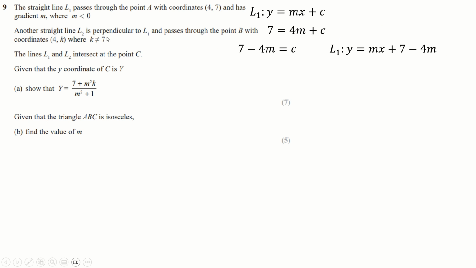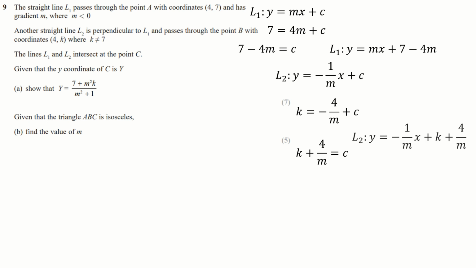Now L2 is perpendicular, so it has gradient minus 1 over m, and passes through these coordinates. So I'll do the same thing. I'll put in x is 4 and y is k, and rearrange, and I'll get this, which turns out to be this equation here for L2.